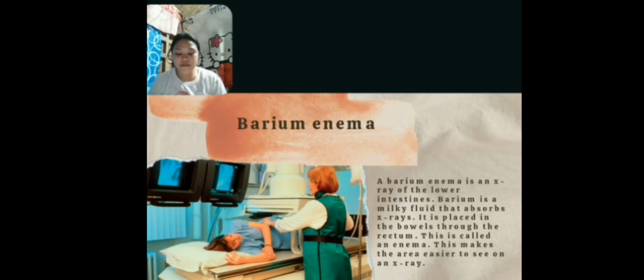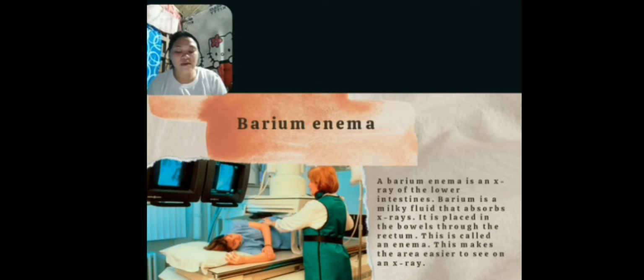So next is a barium enema. A barium enema is an X-ray of the lower intestine. Barium is a milky fluid that absorbs X-rays. It is placed in the bowel through the rectum. This is called an enema. This makes the area easier to see on the X-ray.